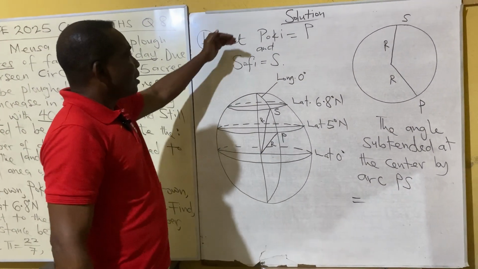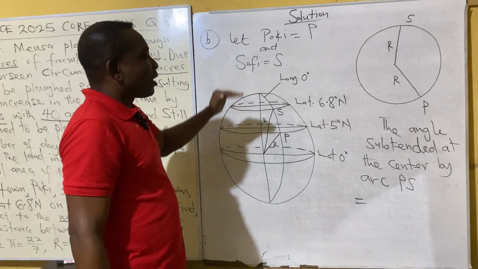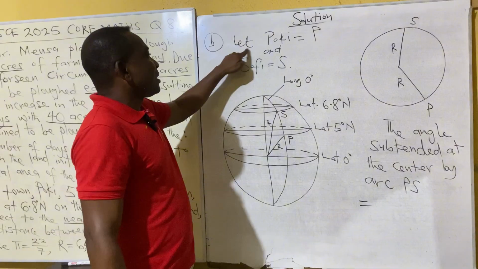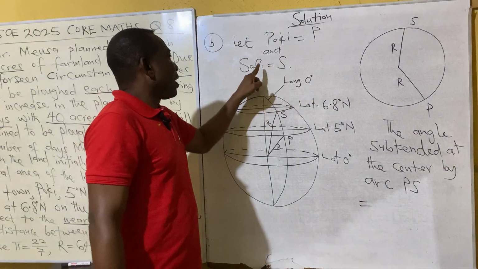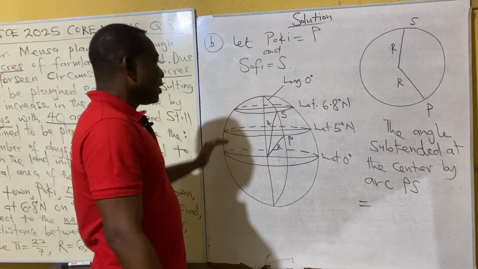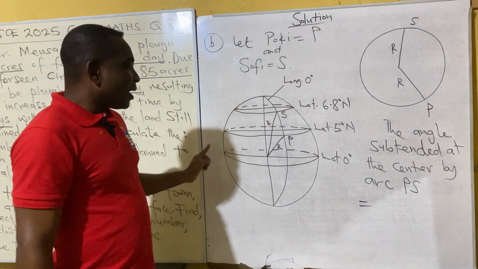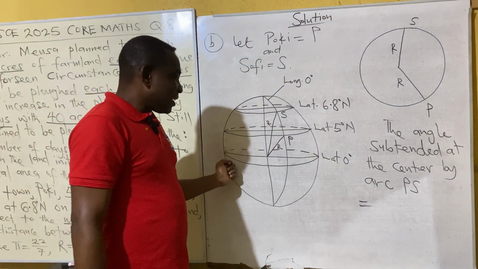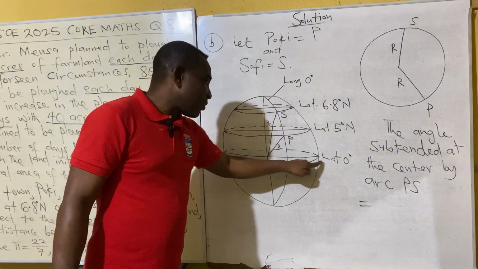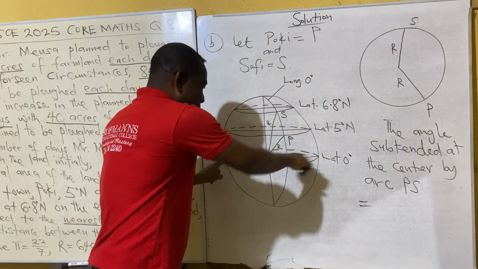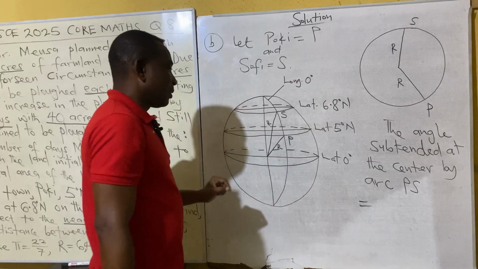So we are told that Poki and Sophie are two towns on the Earth's surface. So we say let Poki be P and Sophie be S. First of all, you draw the globe as you see on the board. It's very simple. And then the first thing you need to locate is the equator, which is latitude 0 degrees. They are all circles. So first of all, I drew the diameter and then drew the circle, the equator.